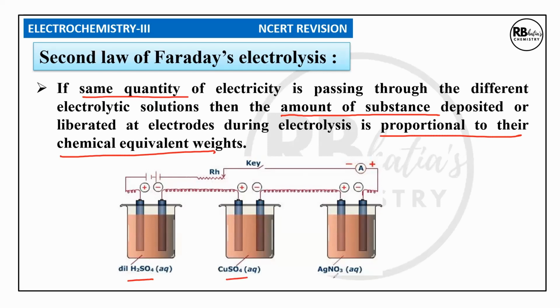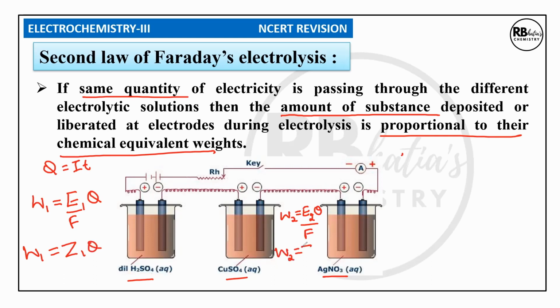So we have 3 solutions connected in series, and if we apply the first law of electrolysis to each one, W1 is going to be equal to E1 into Q, where Q is the quantity of electricity passed through the solution, upon F. W2 is going to be equal to E2 into Q upon F. Or I can say W1 is equal to Z1 into Q, W2 is equal to Z2 into Q. Similarly, W3 is going to be E3, that is equivalent weight, upon F into Q, or it is equal to Z3 into Q.